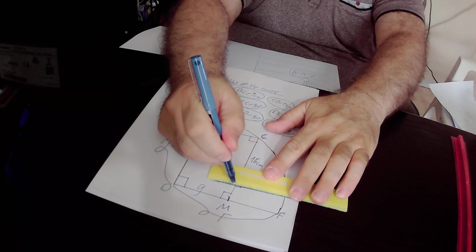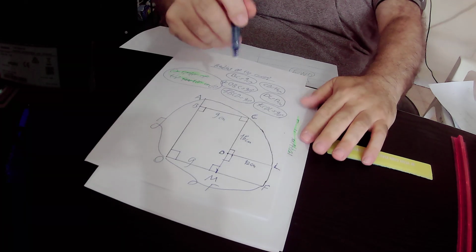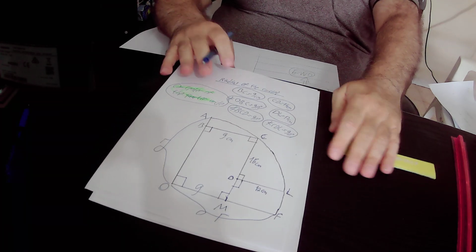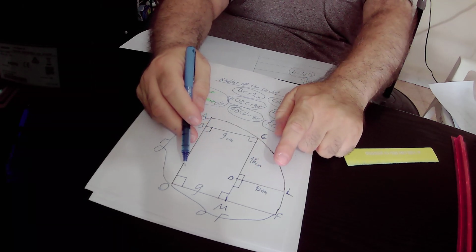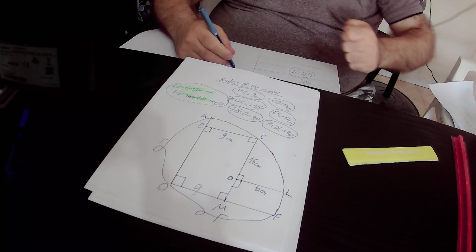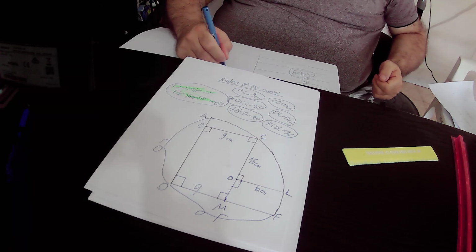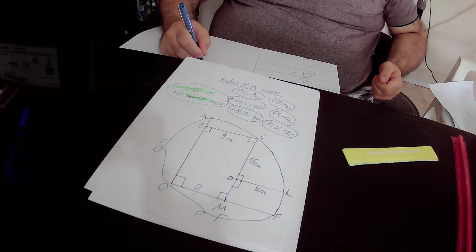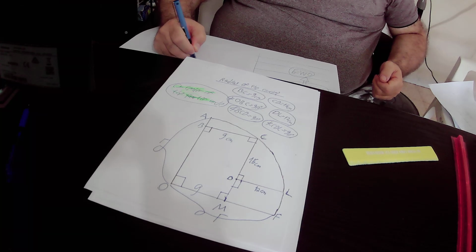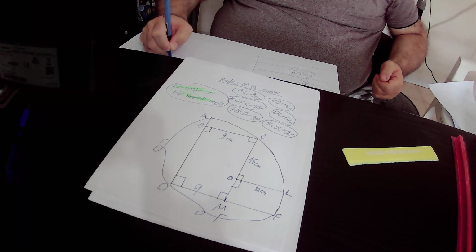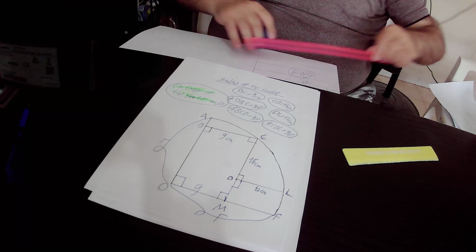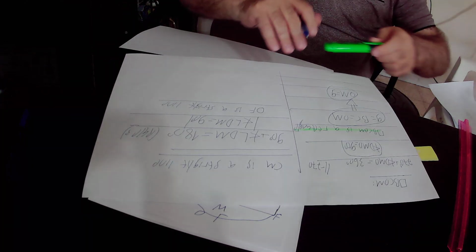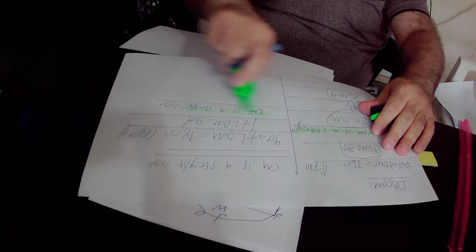Likewise, OF is the radius of the quarter circle, therefore it is absolutely a straight line. So we can write down that line segment OF is a straight line. Repeat again, line segment OF is a straight line.